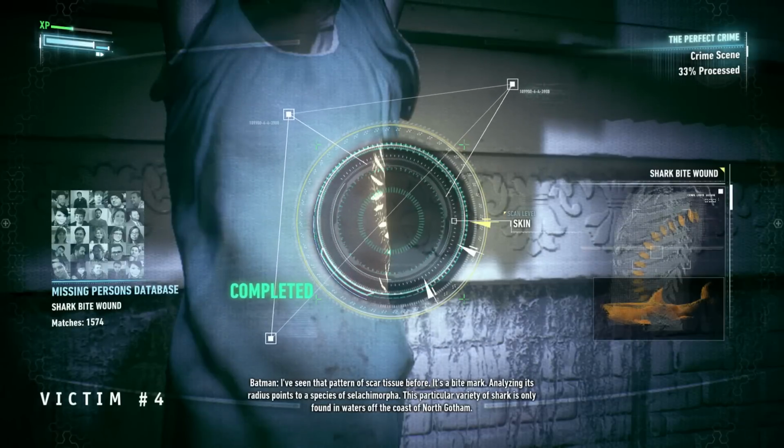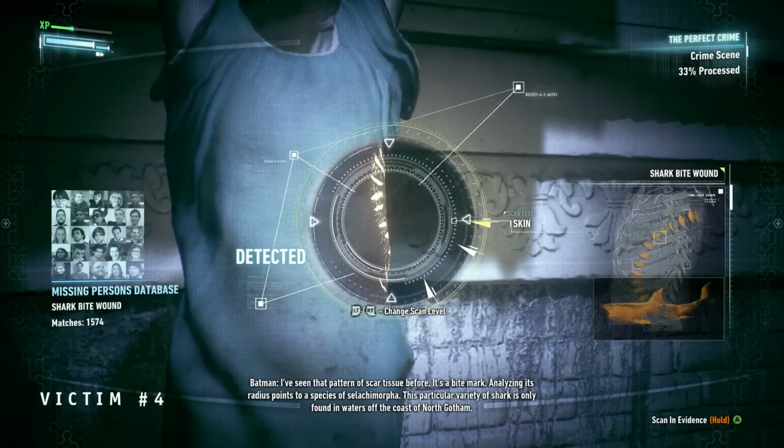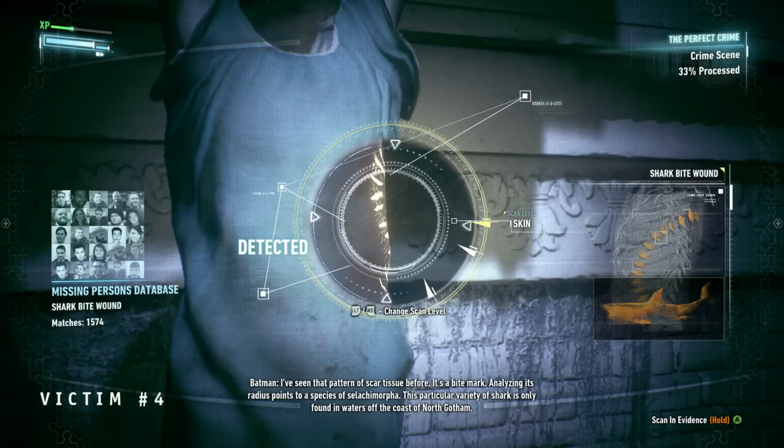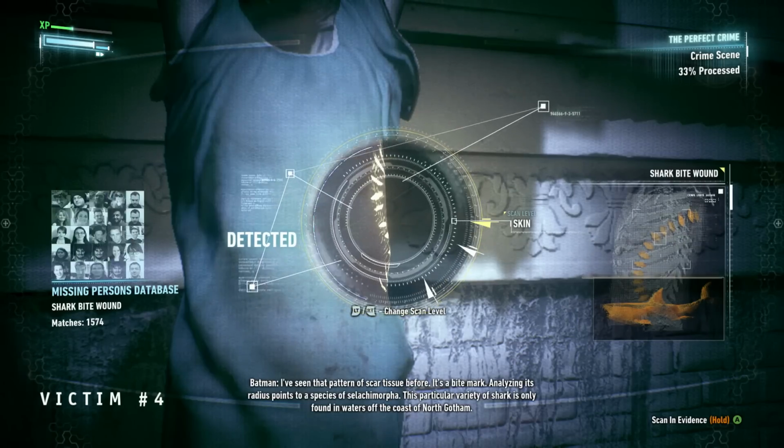I've seen that pattern of scar tissue before. It's a bite mark. Analyzing its radius points to a species of Selachomorpha. This particular variety of shark is only found in the waters off the coast of North Gotham.